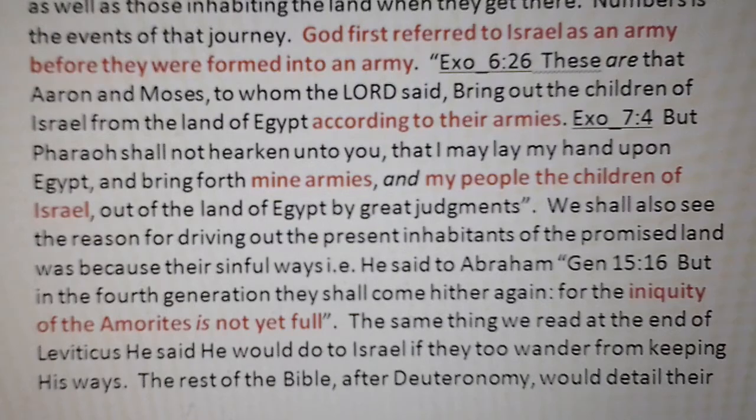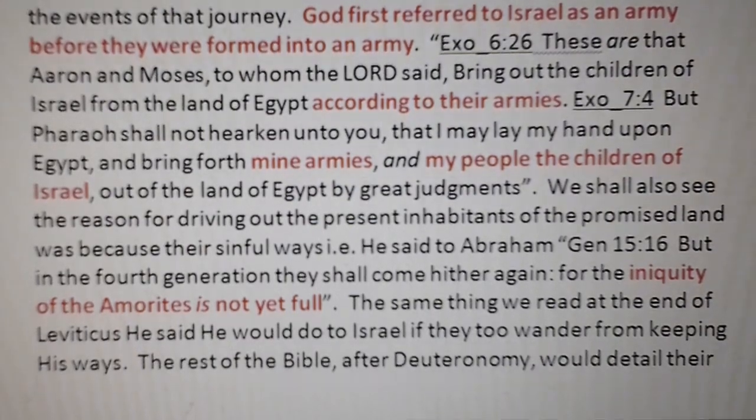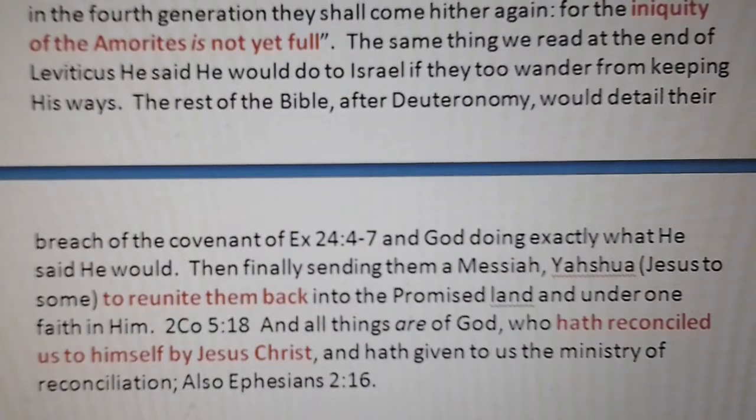So the Amorites were terrible people, they're going to sin even more, and God will drive them as well as others out. The same thing we read at the end of Leviticus, that he said he would do to Israel if they too wandered far from keeping his ways.